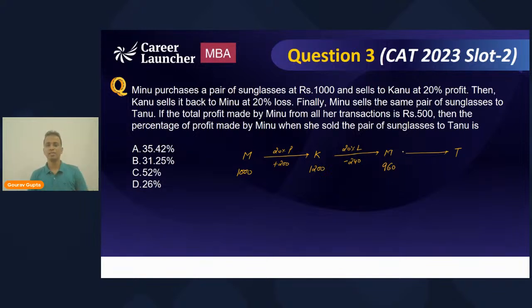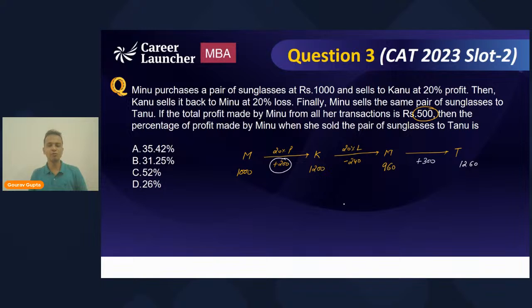Now you are given that the total profit made by Minu in all the transactions is 500 rupees, right? In the first transaction, Minu made a profit of 200 rupees. So out of 500, she has already made a profit of 200 rupees in the first transaction. So she will make a profit of 300 rupees in the last transaction. So that means she will sell it to Tanu at 1260 rupees.